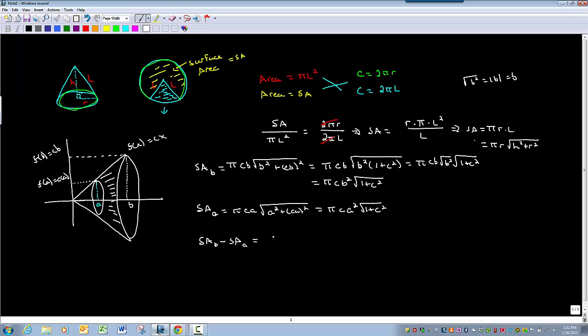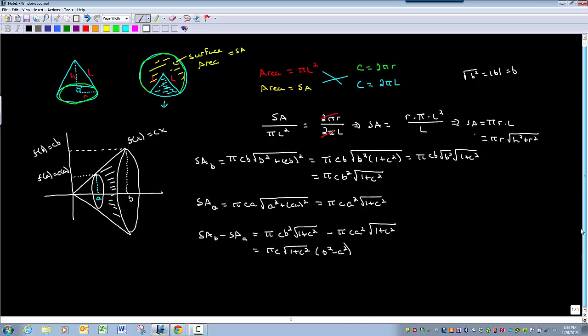It's going to be equal to pi c b squared times the square root of 1 plus c squared, minus pi c a squared times the square root of 1 plus c squared. So if I factor out, this will be pi c square root of 1 plus c squared times b squared minus a squared, which is pi times c. I'm going to move some stuff around. I don't like this guy in the back. So this would be b minus a, b plus a, times the square root of 1 plus c squared.